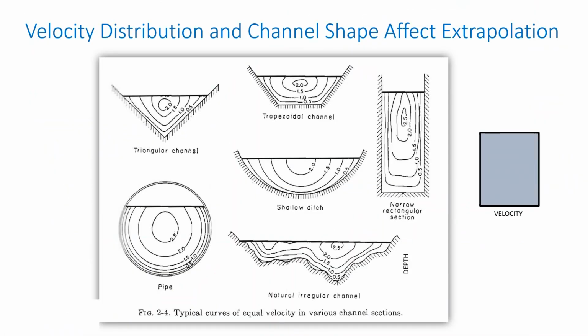Let's move on to velocity distribution and the channel shape. If you have a triangular channel like this, the fastest part of the velocity is under the surface and is drawn back at the surface, through the surface tension. It's the same with a trapezoid channel, you have the same bend back in the velocity profile, and a narrow one as well like this, and also in a pipe.